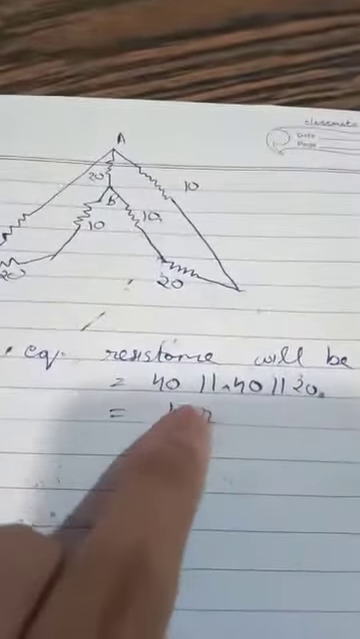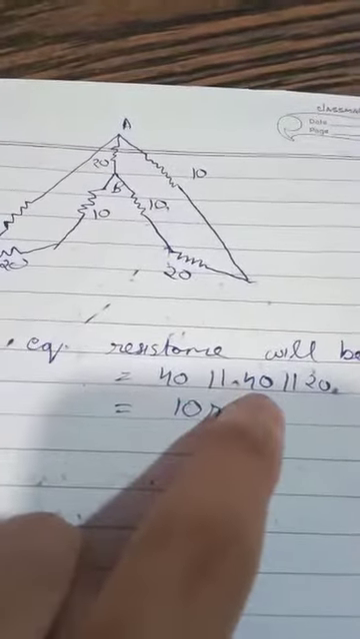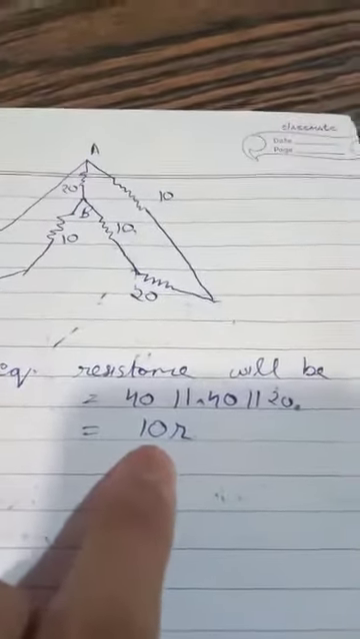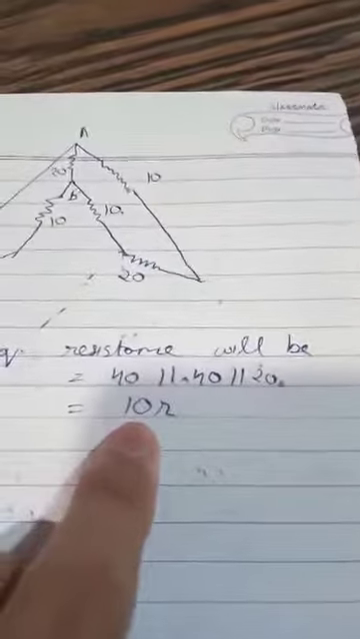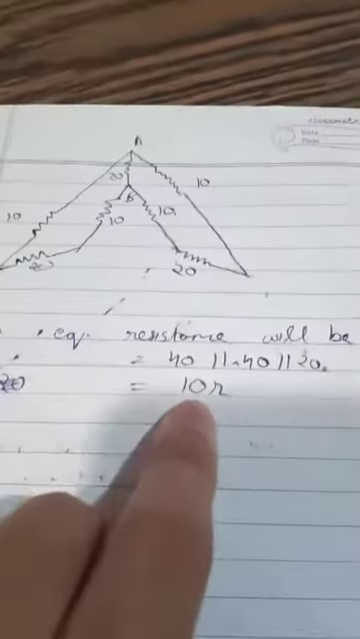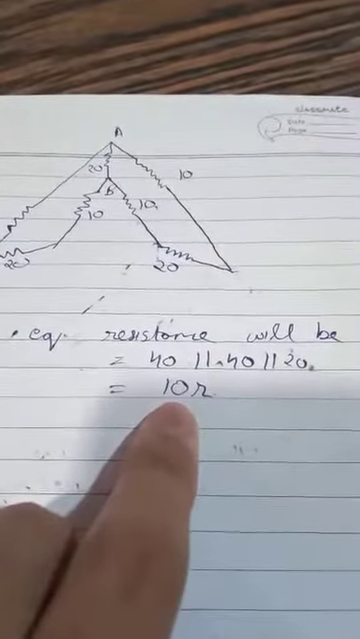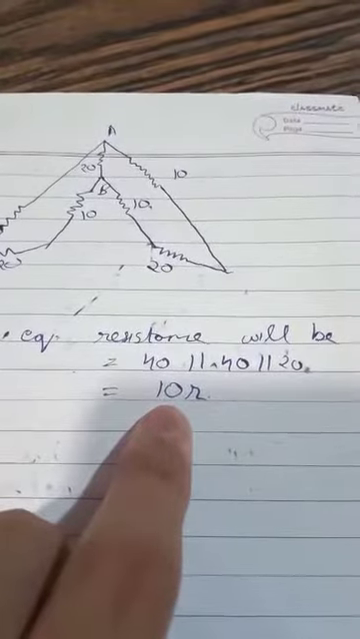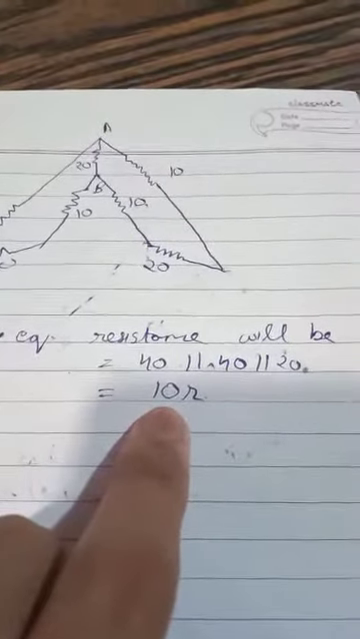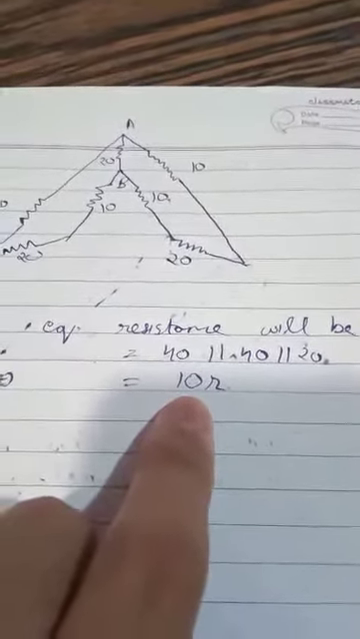So the equivalent resistance will be 40 in parallel with 40 in parallel with 20. This will be equal to 10 ohm. So this is how we can easily solve networks which have a parallel axis of symmetry. Even if they are complex, they can be made very simple.